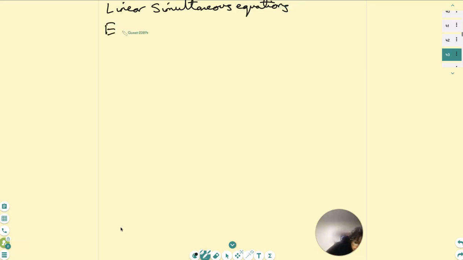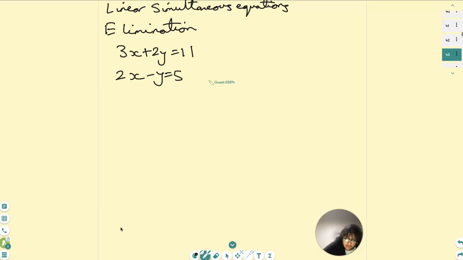So, let's say we've got two equations. One is 3x plus 2y is equal to 11, and the other one is 2x minus y is equal to 5. We'll label each one equation 1 and equation 2, just to neaten things up. Now, to solve by elimination, we want to remove one of the variables, either x or y.